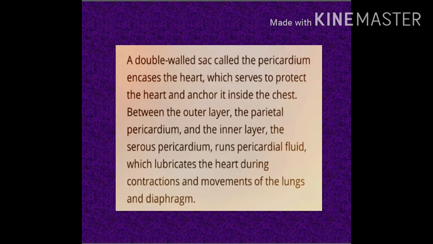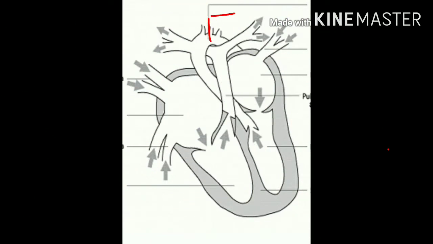Let me elaborate on the anatomy of the human heart with the help of a diagram to make the concept clear. This is the aorta, the largest artery. This is the left atrium. This is the right atrium. This is the left ventricle, and this is the right ventricle.